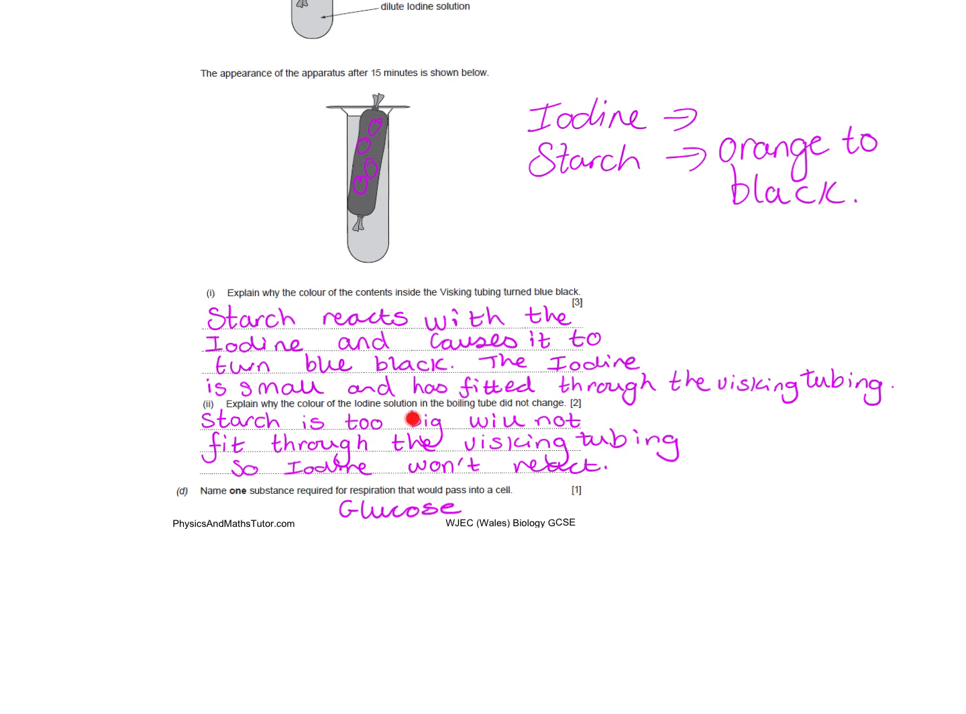Explain why the colour of the iodine solution in the boiling tube did not change. Starch is too big to fit through. Remember, the Visking tubing has tiny little pores. The starch is too big to fit through, so it will stay in the Visking tubing. Name one substance required for respiration that would pass into the cell. That is glucose. Remember, the glucose molecules are really small, so they will fit through the tubes. Starch stays in there. Iodine's the test for starch. There would be no starch out here, so the iodine would stay an orangey colour.